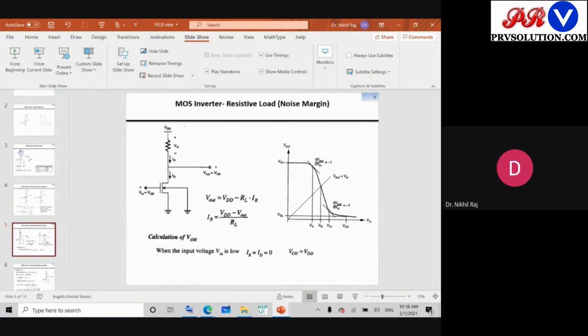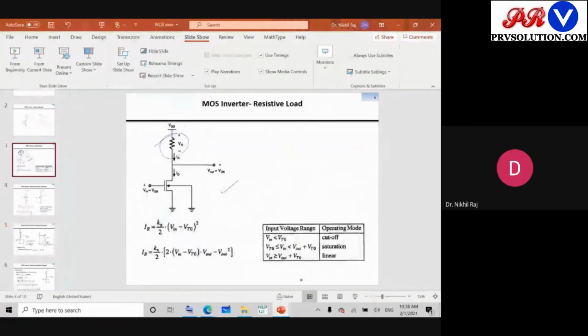So directly we'll jump here. For your information, if the input is lower than VT naught, this MOSFET will be in cutoff mode. Then when the input is increased, we have seen from the VTC curve earlier that the NMOS is off, and when we increase the voltage, NMOS enters into saturation, and later it enters the linear region. This analysis is well known. It starts in cutoff mode, goes to saturation, and then goes to linear mode. So this was for the NMOS case. Now since there is no PMOS, a simple resistor is there.